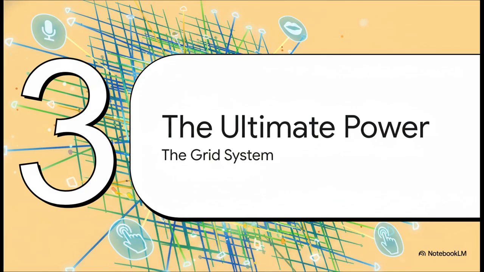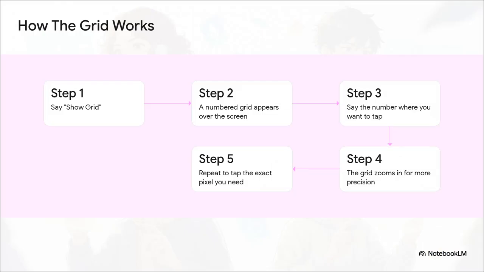For anything that's unlabeled, voice access pulls out its secret weapon, the grid system. And honestly, this feature is what makes it stand out from literally everything else. And the way it works is just genius. You just say, show grid. Instantly, a grid with numbers covers your whole screen. You look at where you want to tap, say the number of that square, and poof, the grid zooms right into that area, giving you a new, more detailed grid. You can just keep doing that, drilling down farther and farther until you can tap the exact pixel you want.